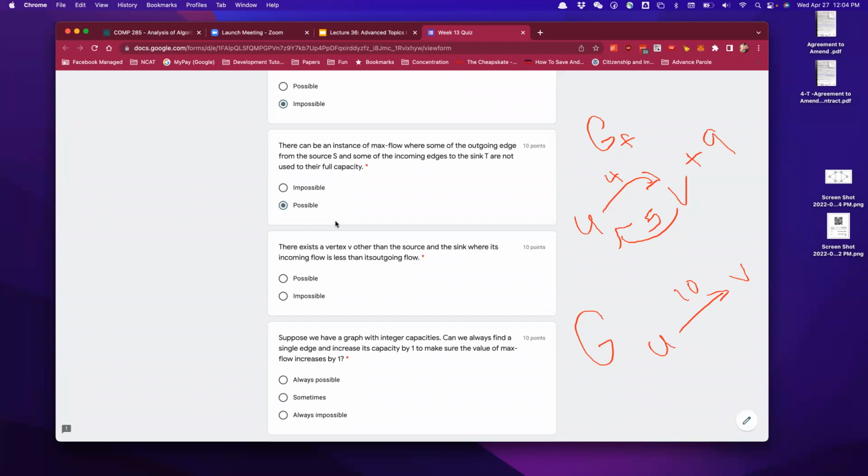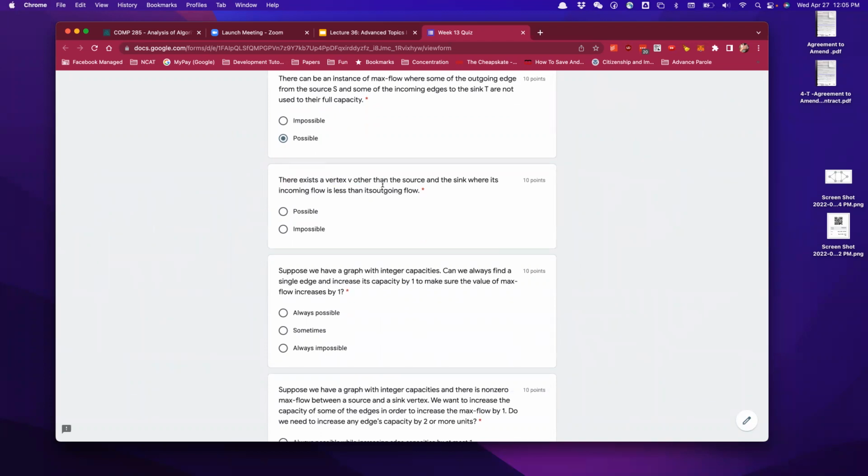A very simple example you could imagine is, let's say you have something like this. So this is 10, 1, 1, 10. We have an edge here going up by 1, right? So the sum of the edges out of S is 11, and the sum of the edges into T is 11, but the maximum flow is only 1, right? So it is possible for there to be an instance of max flow where that doesn't hold.